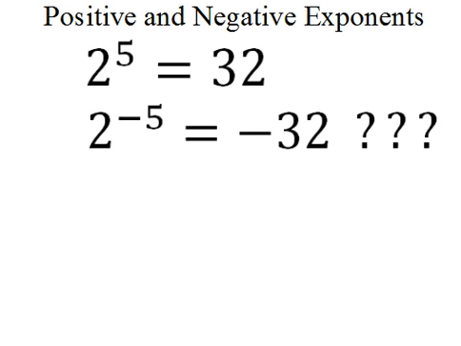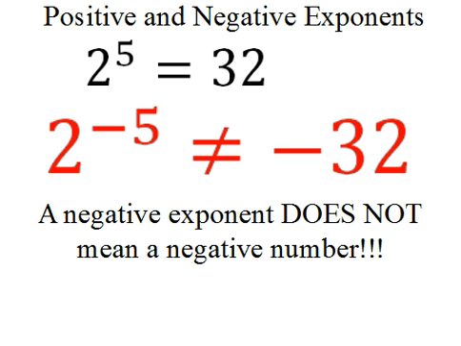Now on to negative exponents. Before we saw that 2 to the 5th equals 32. So shouldn't 2 to the negative 5th equal negative 32? No. A negative exponent does not equal a negative number.